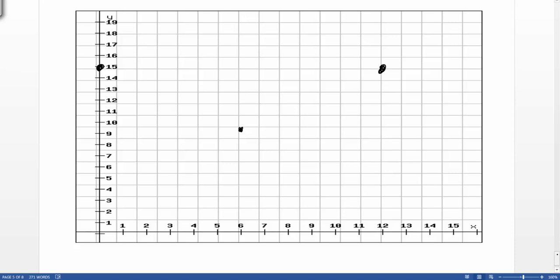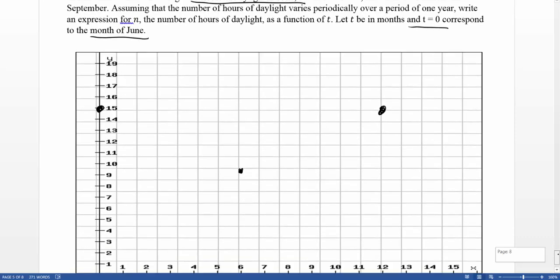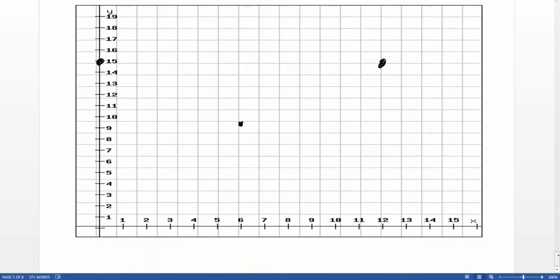But I also know something about March and September. So March and September are going to have 12 hours of daylight. So March is going to correspond to 3 months after December. So that's time equals 9. So I'm going to go up to 12, and I'm going to draw in my dot there. And September is 3 months after June. So t equals 3. I'm going to go up to 12. And I'm going to draw in my dot there.